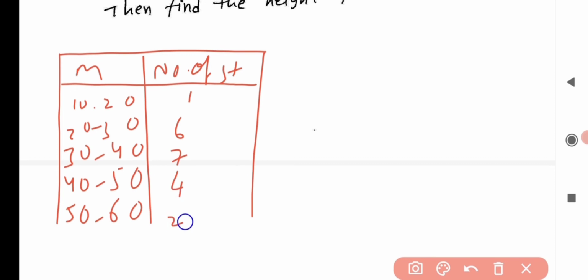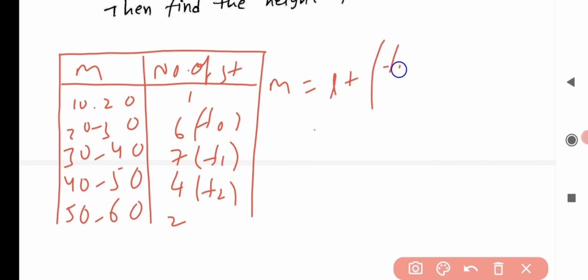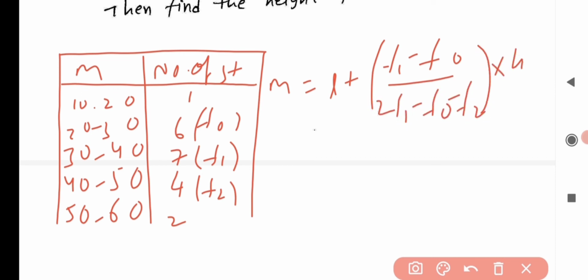So find the mode. First, this is F1, the highest frequency. Preceding means this is F0, succeeding this is F2. So the formula: mode equals L plus (F1 minus F0) by (2F1 minus F0 minus F2) into H. So L means the lower limit of the modal class.